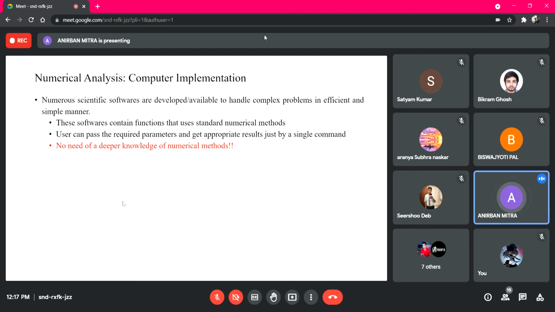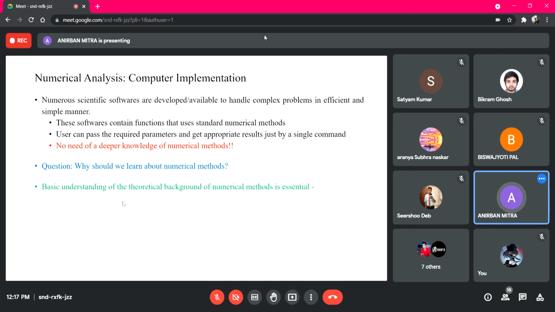Basically, there is no need for deeper knowledge of numerical methods. You just supply the input, treat it as a black box. Out of the black box comes the result. So you need to ask the question, why should we learn about numerical methods? There are three reasons that I'm going to give you.